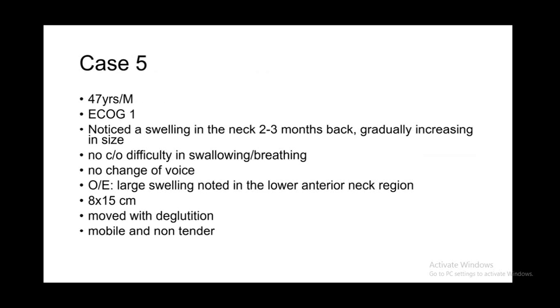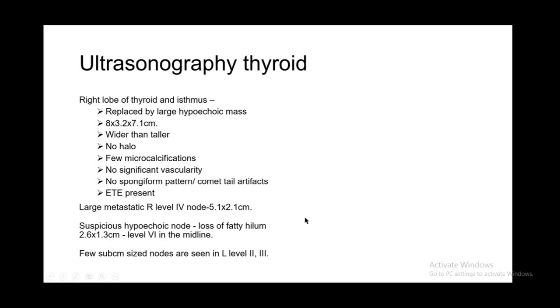So coming to the last case, this is a case of a 47-year-old male who noticed a swelling in the neck for 2 to 3 months, which was gradually increasing. There was no difficulty in swallowing or breathing. There was no change in voice, but the swelling was large, 8 by 15 centimeters. It moved with deglutition, was mobile and non-tender. The ultrasound revealed that the whole thyroid was replaced by a large hypoechoic mass, and there was extrathyroidal extension, and it was wider than taller, no halo, no microcalcifications, no spongiform pattern, and there was a metastatic right level 4 node as well.